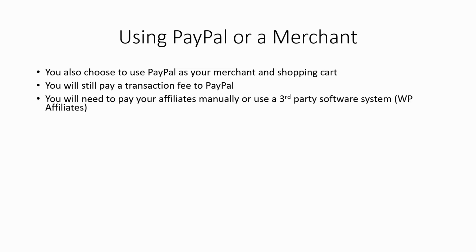And so when you choose to use PayPal as your shopping cart, you are going to need to be tracking your sales, and you're going to need to pay your affiliates manually, right? You can use third-party software systems. I think there's something called iDev Affiliate. There's also something here that we have listed called WP Affiliates. I don't have an affiliate link, but that is where it is.